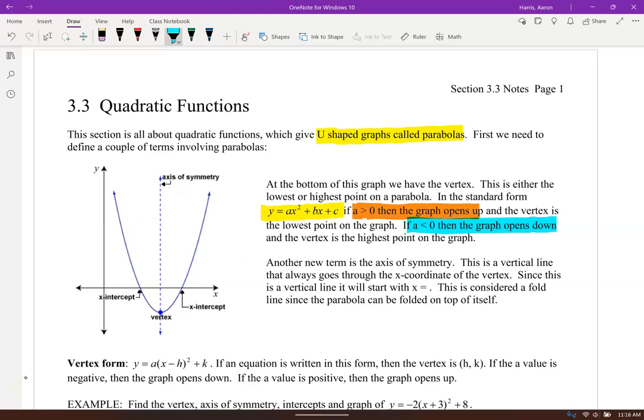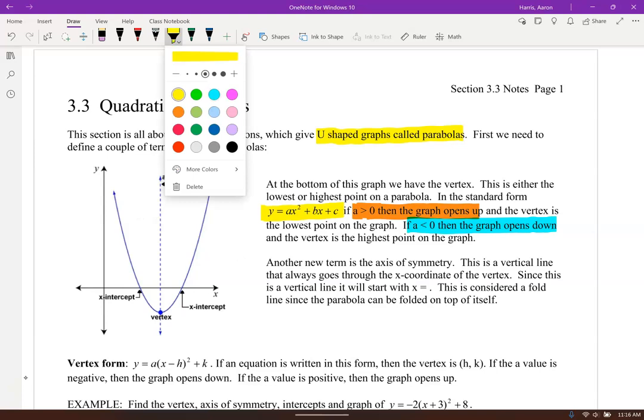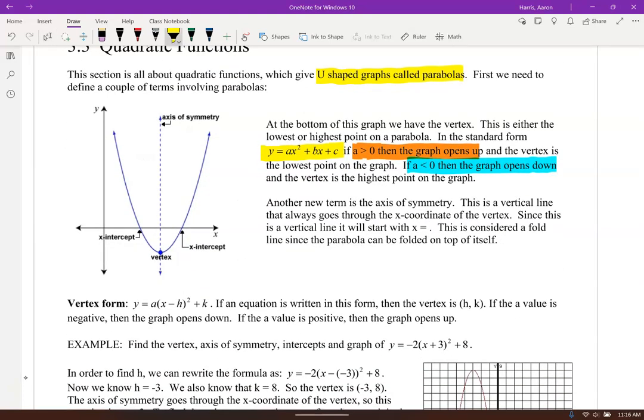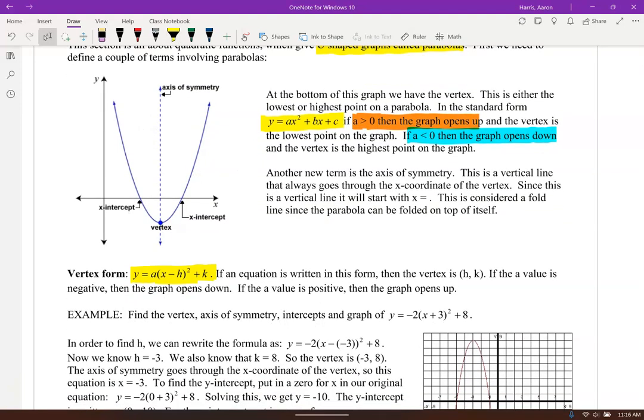So here's our vertex form, and we'll get to playing with that. h, k is where that vertex is. So the vertex is at (h, k) in that equation in vertex form. That a there still tells you the same thing. Again, if a is positive, it opens up. If it's negative, it opens down.